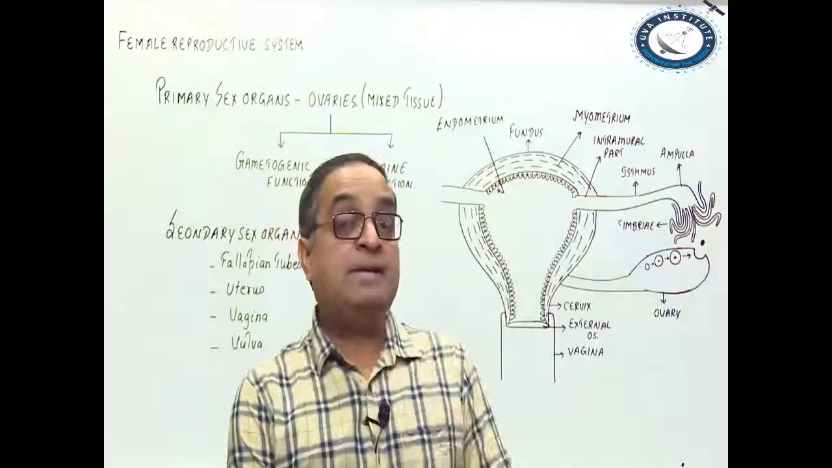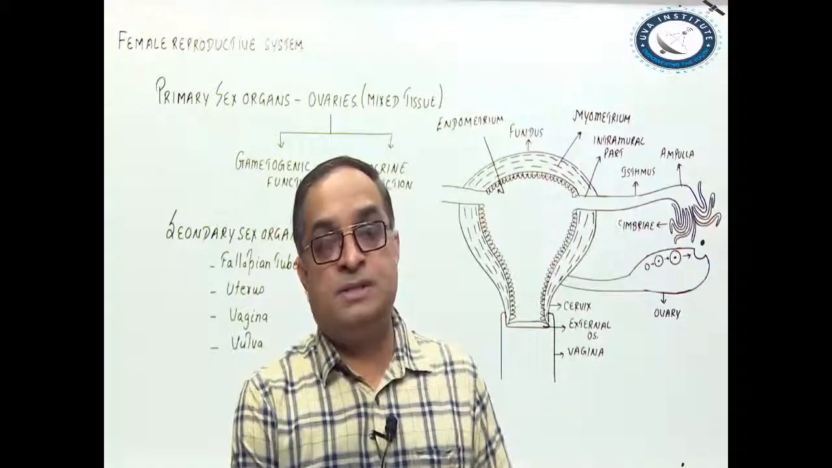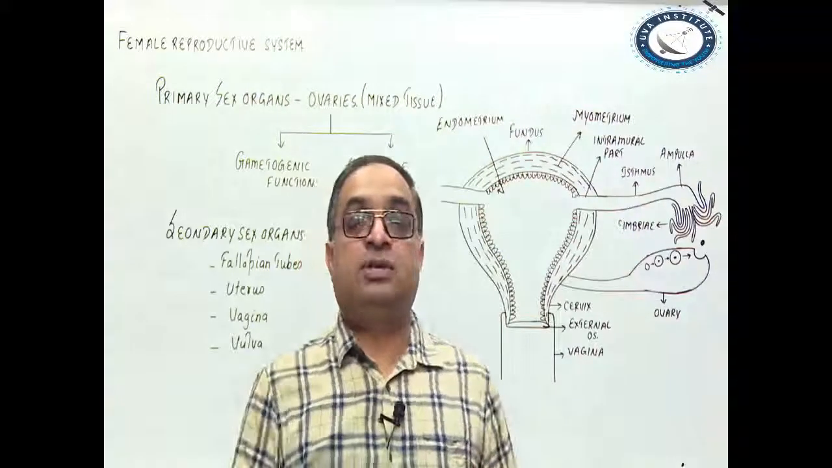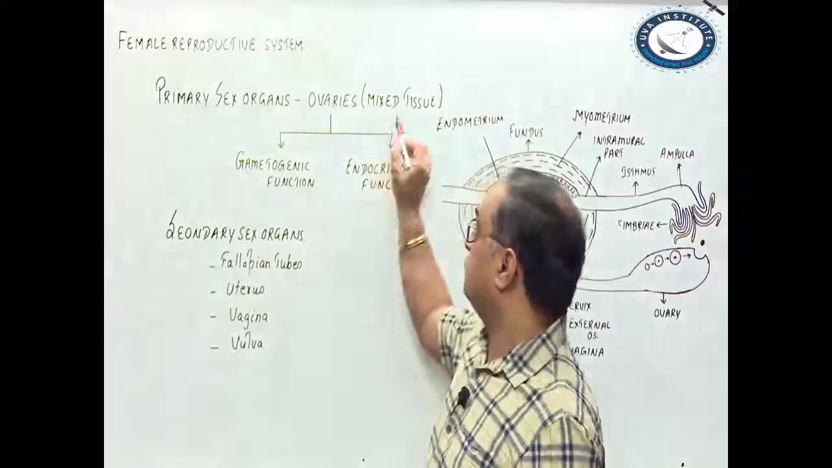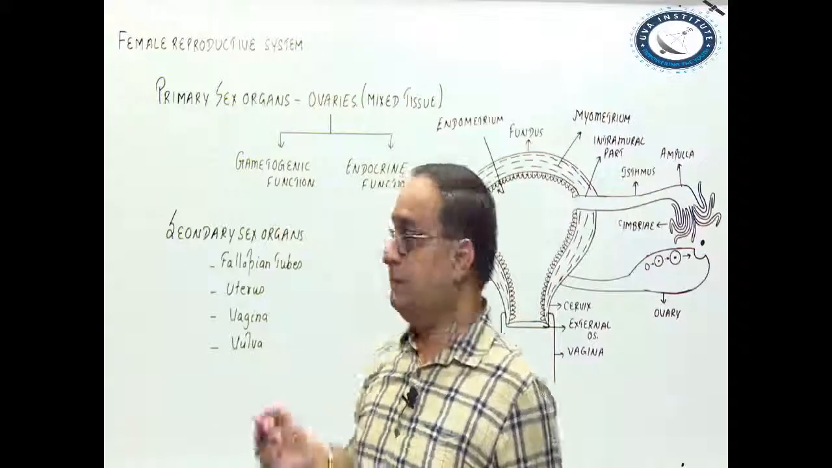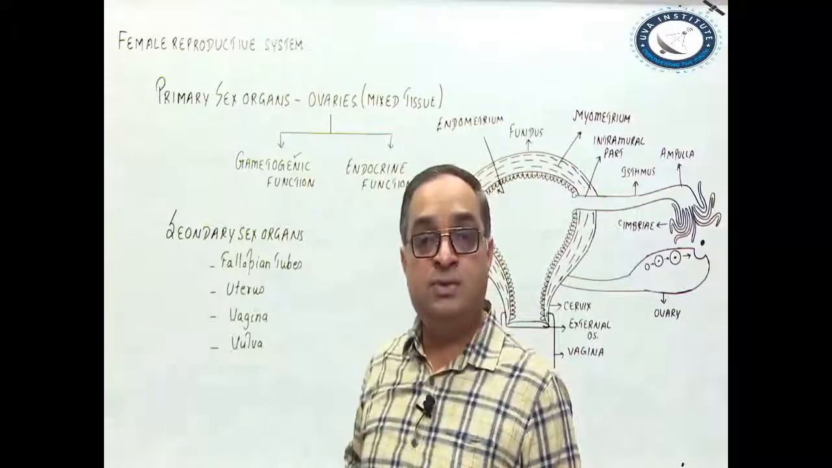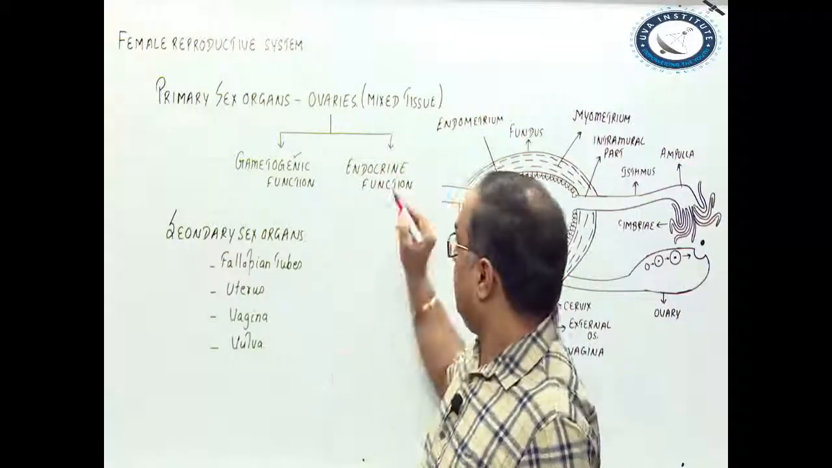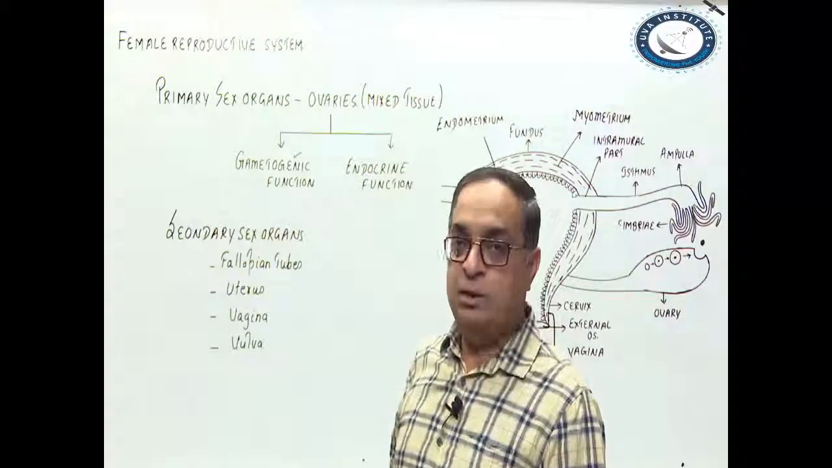See, primary sex organs are those which are directly involved in the process of gamete formation, that is gametogenesis. Their function is to produce the gametes. Ovaries are mixed tissue. Now, when we say mixed tissue, that means they are performing two functions. One is the gametogenic function, production of the female gamete. And what is the female gamete? Ova, or the egg cell. And these also produce the sex hormones, that is the endocrine function.